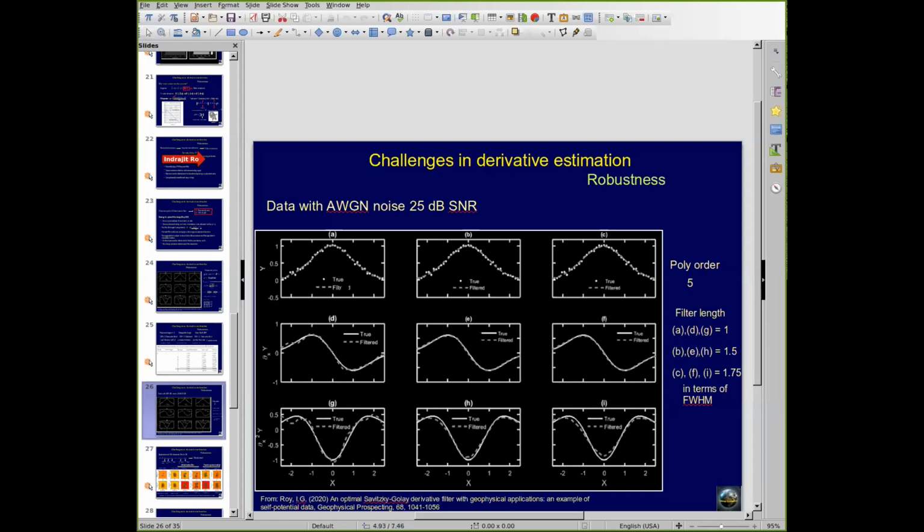When the filter length is 1 times FWHM, that means equal to the full width at half maximum, this is what comes out. This is the noisy data. This is the first order derivative. This is the second order derivative. When it becomes 1.5 times the full width at half maximum, this is the first order derivative, and this is the second order derivative. When it is 1.75 times FWHM, this is the first order derivative and the second order derivative. So keeping these things and all the statistical appraisal, you can choose what the polynomial order and the filter length should be.